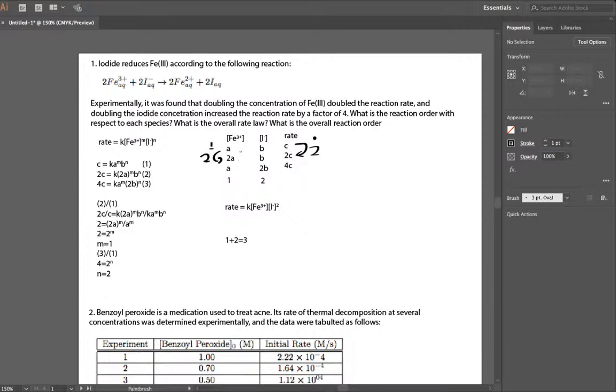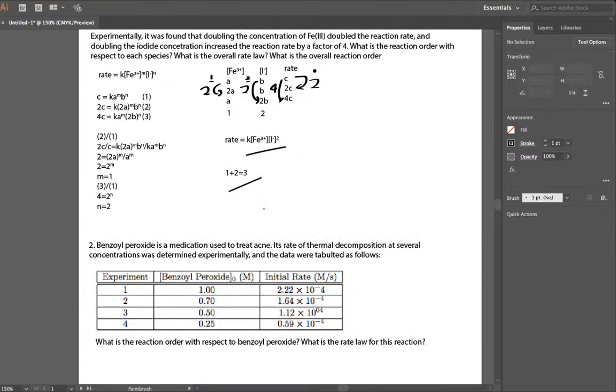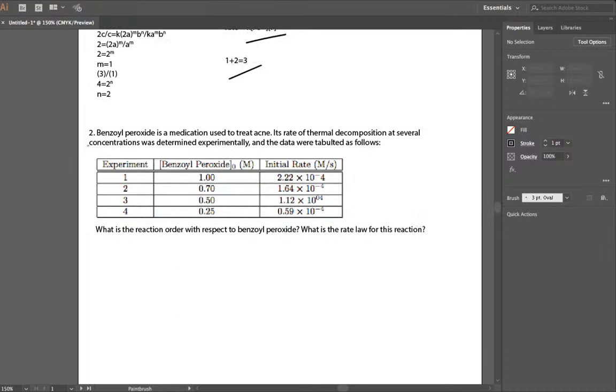But what about this one here? This going to here, that's 2 to the power of something must result in 4. In this case, that would be 2. And you have basically solved your reaction order with respect to each species. Then you can straight away write the rate law and find the rate constant. Pretty easy. And that is how I will be doing it a little bit later on. So let's go and do the second question.